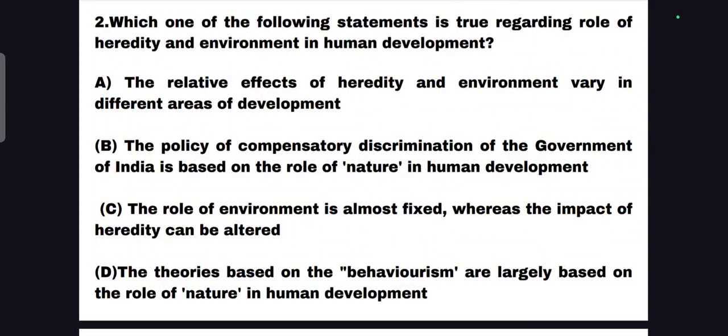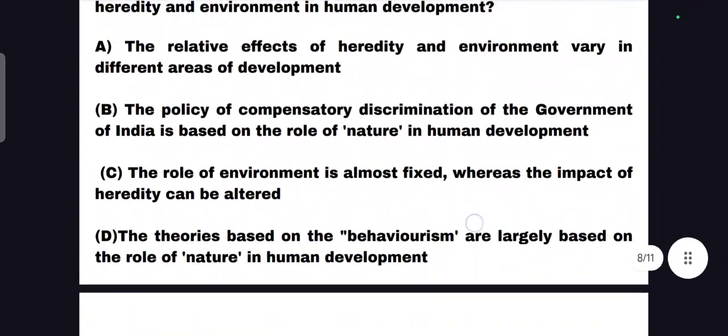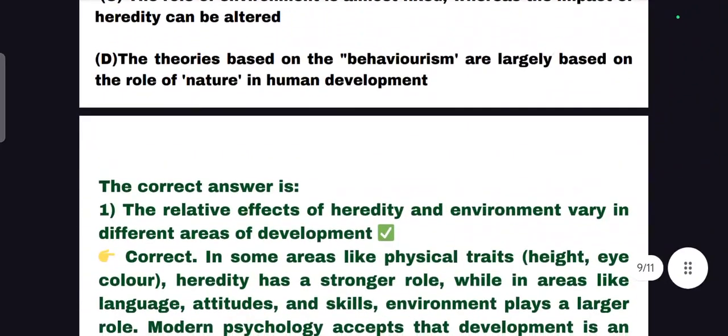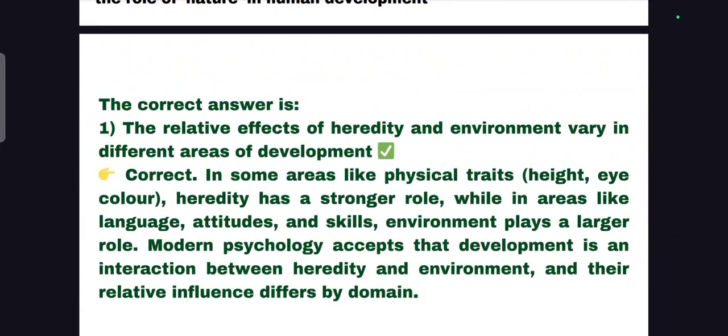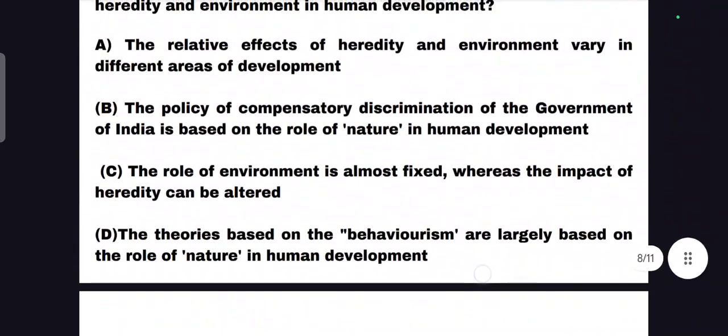Okay, let's discuss the solution. The correct answer is option A. The relative effects of heredity and environment vary in different areas of development. The other three options are wrong because the policy of compensatory discrimination of the government of India is a wrong statement. There is no such kind of statement.